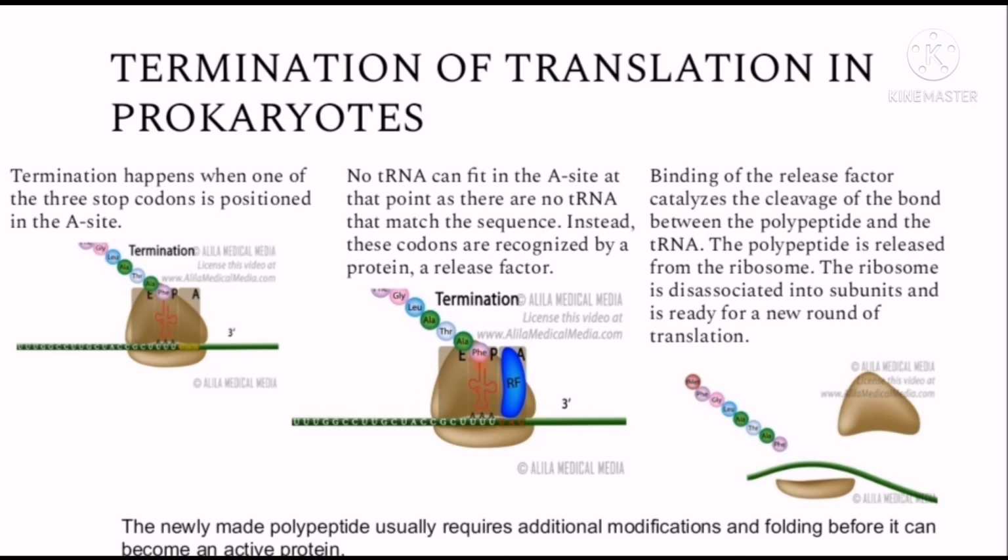As you can see here, the polypeptides are now released. The ribosome is dissociated into subunits and is ready for a new round of translation. As we can see in the third picture, there is a termination of the process and the ribosome is dissociated, or separated, into subunits. And now it is ready again for another round of translation. There's a note here that the newly made polypeptide usually requires additional modifications and folding before it can become an active protein.